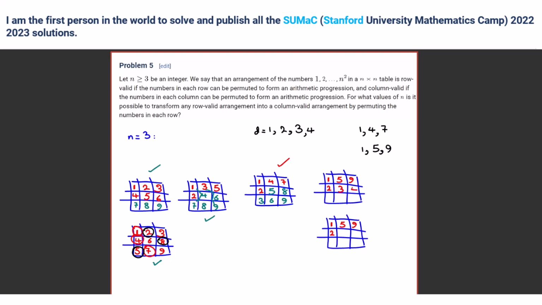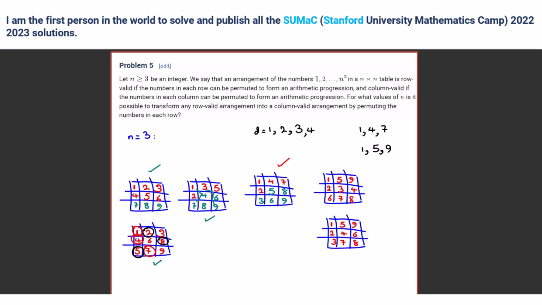So common difference is 1 or 2, so let's try. If it is 1, 2, 3, 4. If it is 2, 4, 6. If it is 3, 5 is bad. If it is 4, it's bad. So 1, 2, 3, 4, 5, 6, 7, 8. 1, 2, 3, 4, 5, 6, 7, 8.